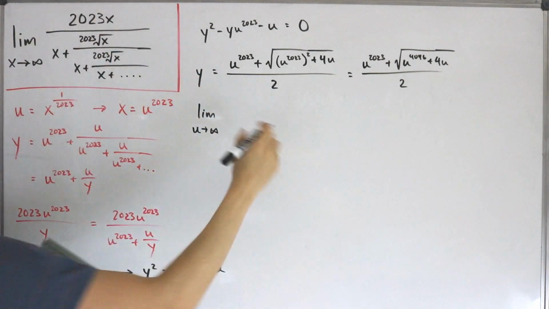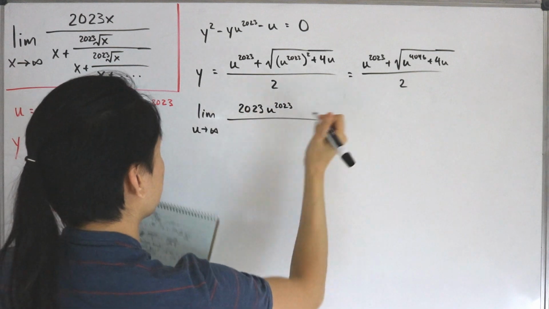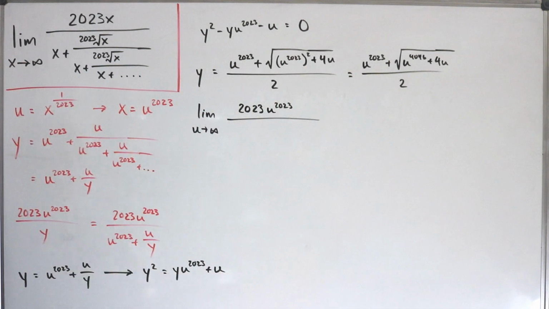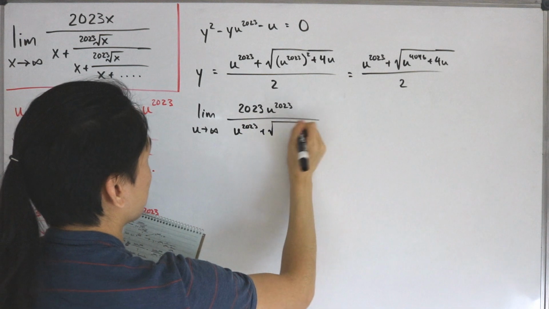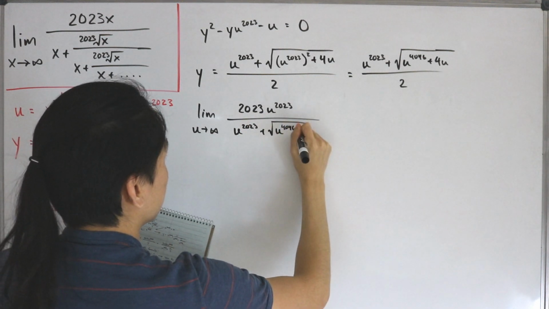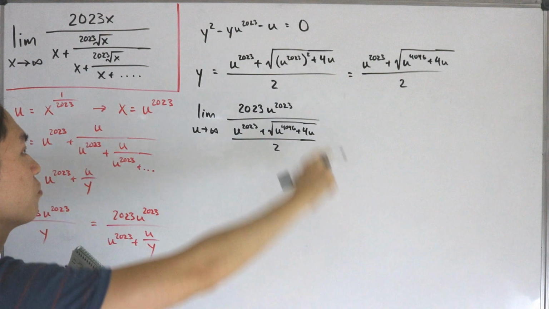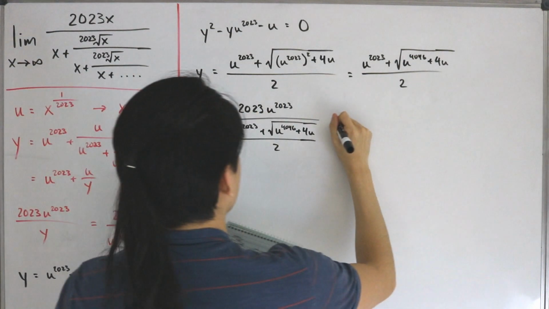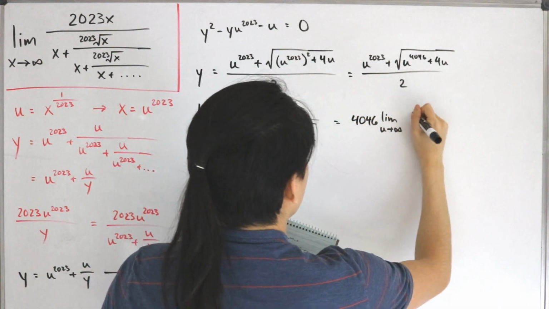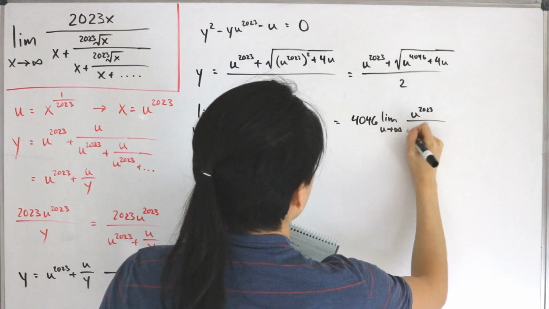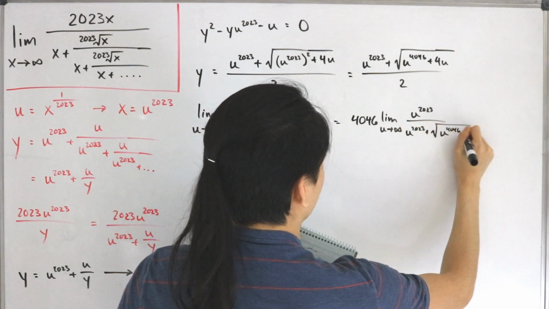So now just put everything back, so 2023, and then substitute the x for what we have for u, so u to the power 2023, all this being divided by, so now just substitute the y that we have from over here with what we solved for this right-hand side. So u to the power 2023 plus the square root of u to the power 4046, then plus 4 times u, all this being divided by 2. Of course, we can actually simplify some things, so multiply 2 to both the numerator and denominator. I get a 2 over here, so I'll actually just factor that out outside. So 2 times the limit as u approaches infinity of u to the power 2023, and then divided by u to the power 2023 plus the square root of u to the power 4046 plus 4 times u.